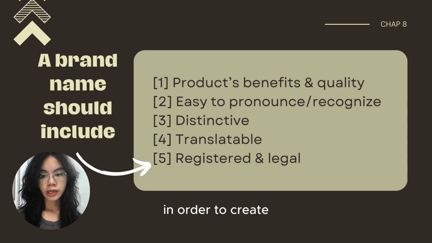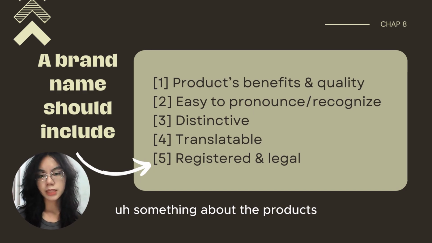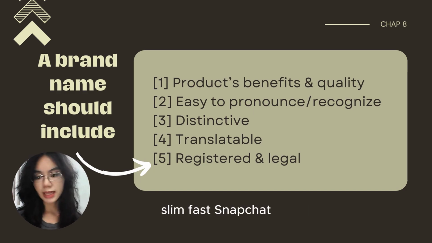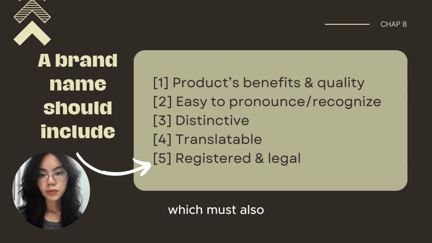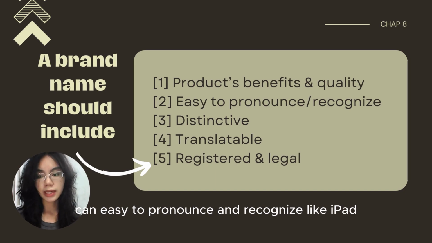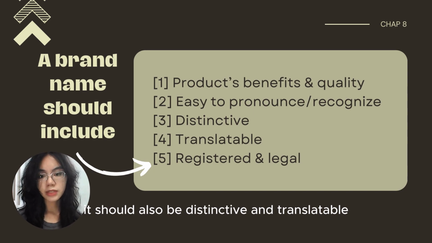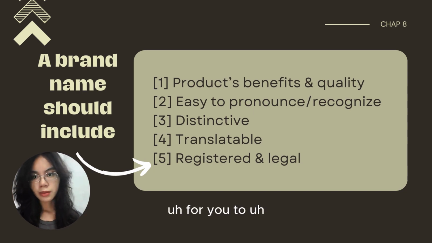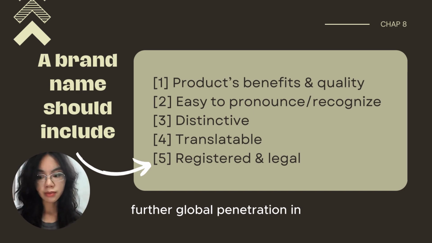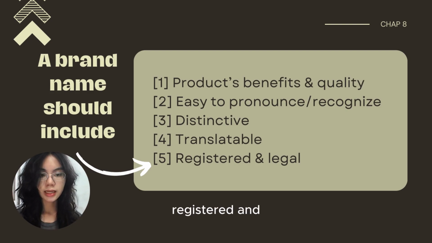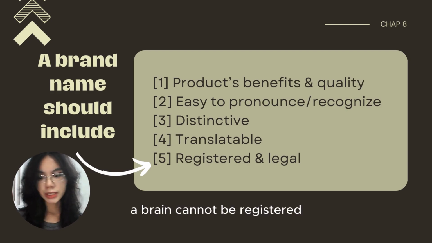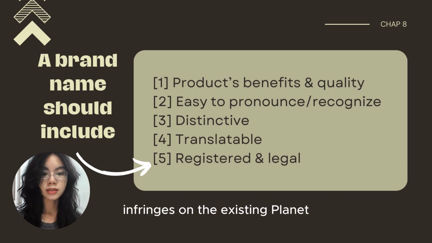In order to create a successful and good brand name, we should suggest something about the product's benefits and quality, for example Slim Fast, Snapchat, or Pinterest. We must also create a brand name that is easy to pronounce and recognize, like iPad, Tide, or Twitter. It should also be distinctive and translatable for global penetration in different markets. And last but not least, it has to be registered and legally protected. A brand name cannot be registered if it infringes on existing brand names.